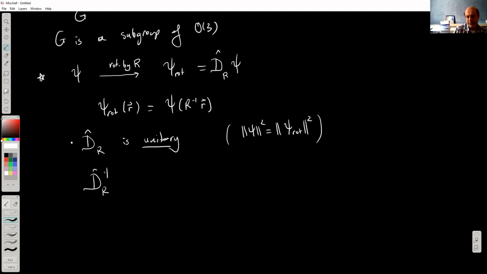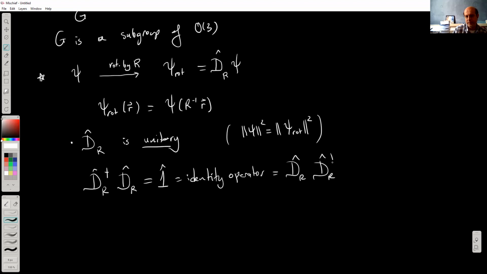You can understand it like this, or you can understand it like that. We can also talk about the Hermitian conjugate of this operator. The product of the Hermitian conjugate with the operator is equal to the identity operator, which is the same thing as the product in the opposite order. Or we can just say that D_R dagger is equal to the inverse of D_R. I have shown this, so let me show that this is unitary.